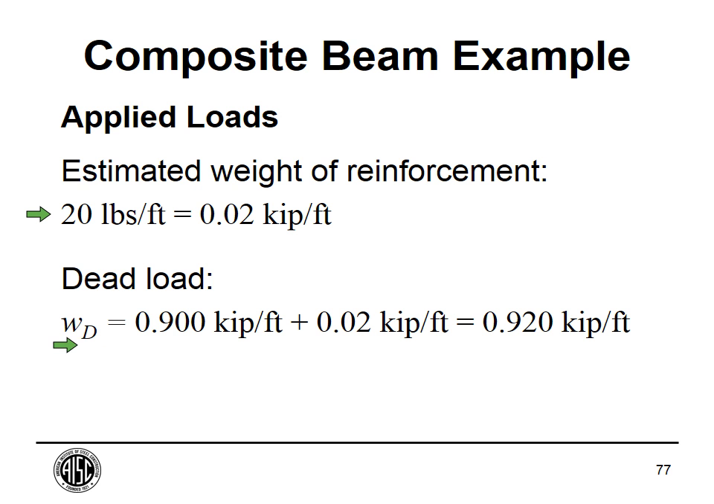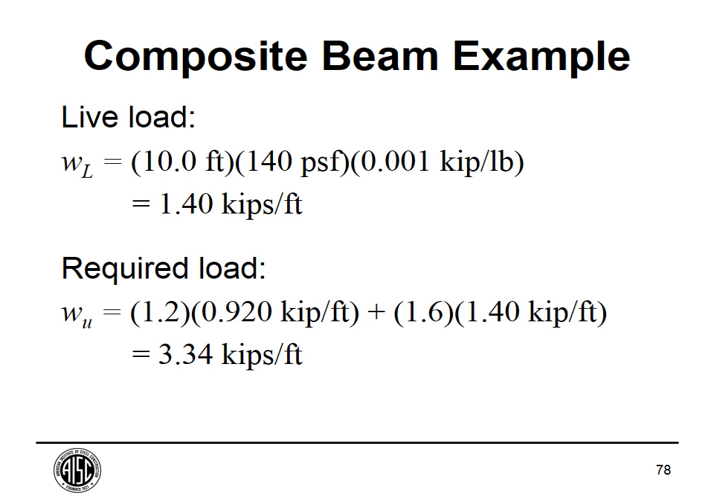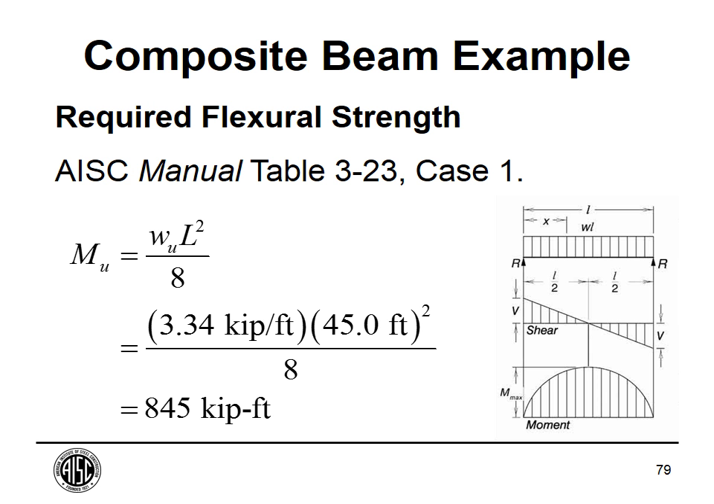Add that to the initial dead load, the dead load that's on the beam now, and we get 0.92 kips per foot as a uniform dead load along the length of the beam. Our live load is 1.4 kips per foot because we have a 10-foot tributary width. So we end up with a factored load, 1.2 times dead plus 1.6 live, of 3.34 kips per foot. And we calculate the moment based on WL squared over 8, 845 kip feet.